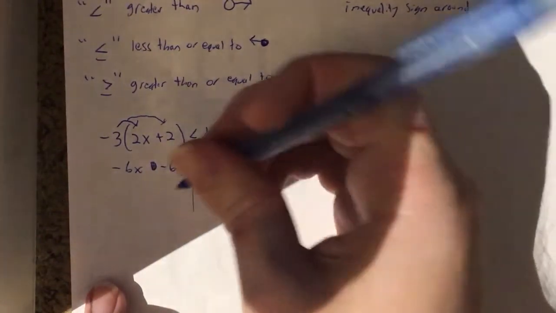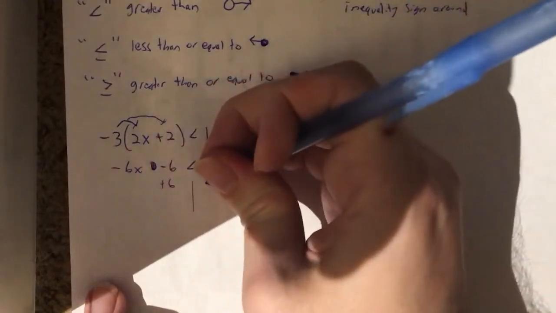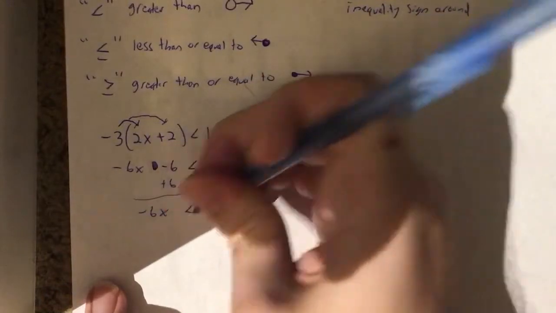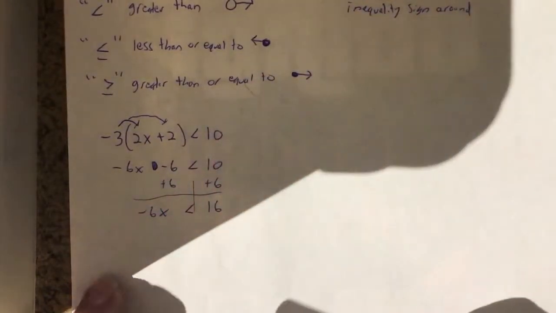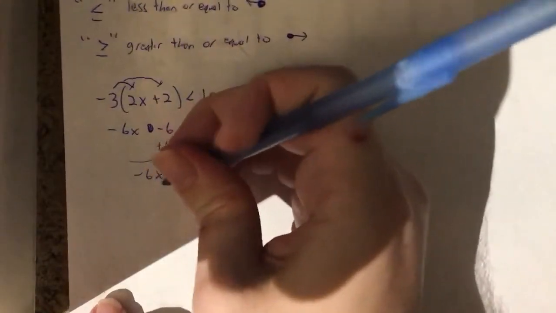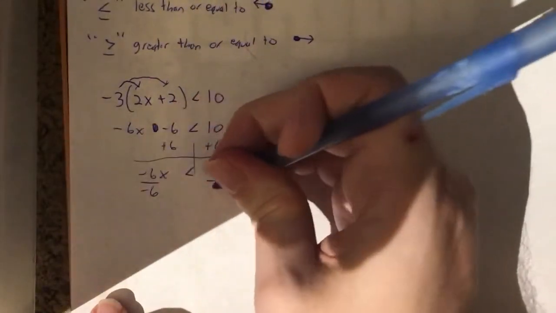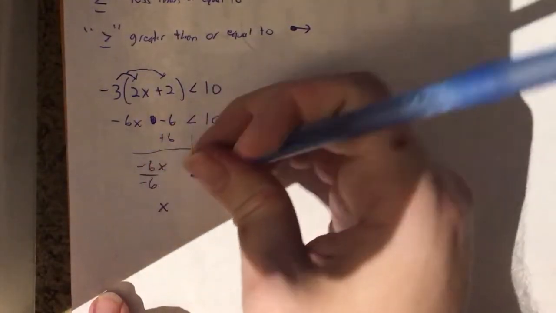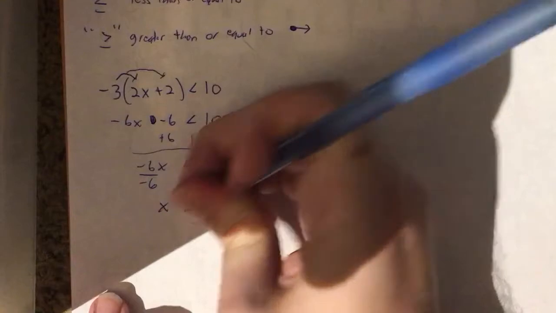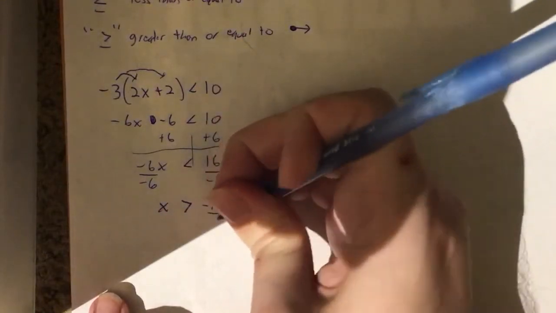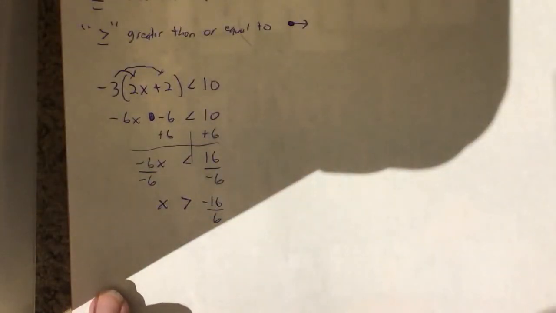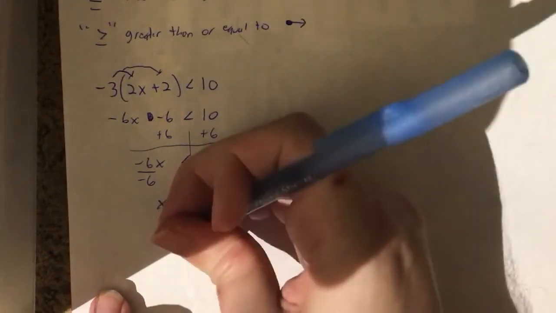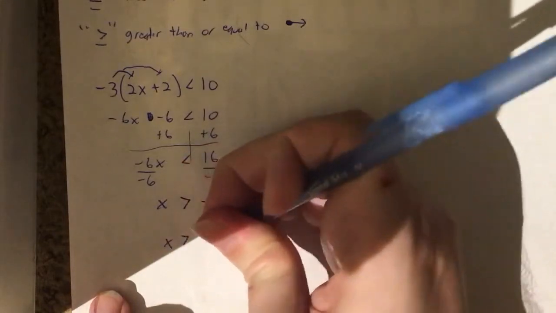Now I solve. So first thing I'm going to do, I'm going to add 6 to each side. Negative 6x less than 16. The inequality sign does not change, so I leave it alone because I didn't multiply or divide by a negative. Final step, get rid of the negative 6. I divide by it. Since I'm dividing by a negative, the inequality sign flips around. So now it becomes x greater than negative 16 over 6. And that's my answer. And I could simplify this to x greater than negative 8 over 3.